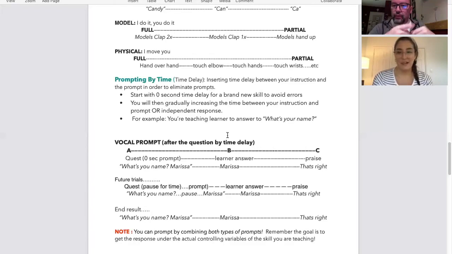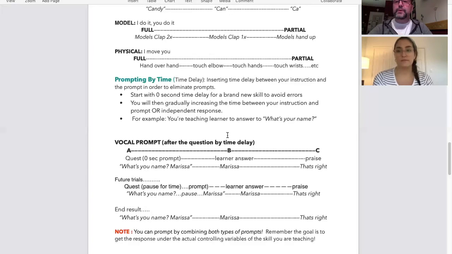Now, after a few trials, what I'm going to do is put a time delay in between the direction and the prompt. So it might look something like this. I'm going to wait 2 seconds. What's your name? Now, Marissa doesn't respond. So at the 2 seconds, I'm going to say, Marissa. Right, your name is Marissa. So let me do that again without the explanation. What's your name? Marissa. Right, Marissa.